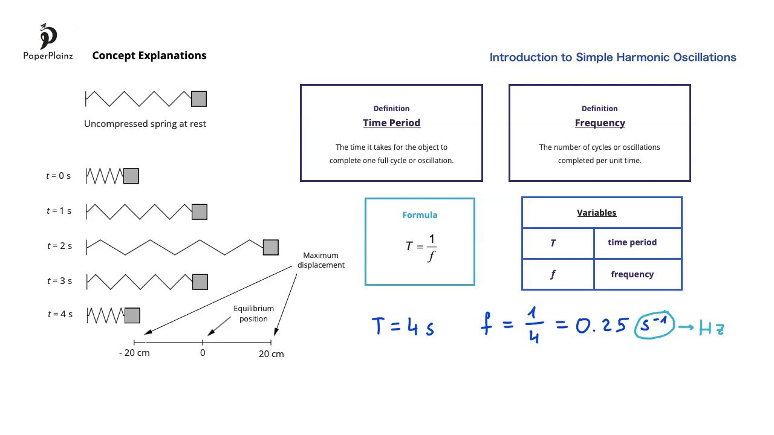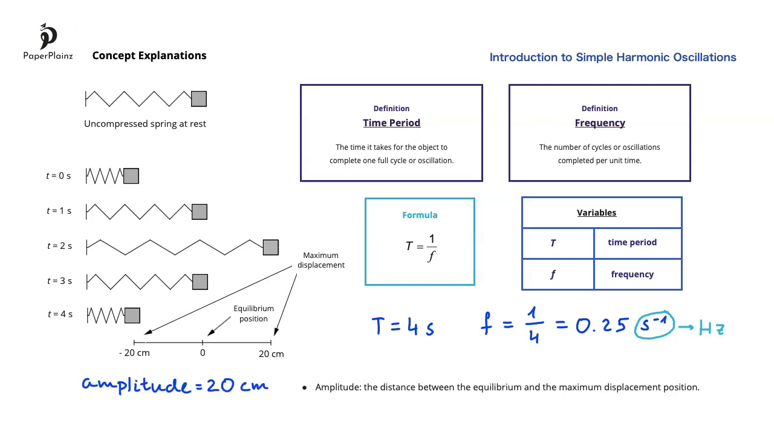The final concept to mention here is amplitude, which is the distance between the equilibrium and the maximum displacement position. It doesn't matter which maximum displacement position we use here. Since amplitude is a distance, it is always positive. The amplitude for this situation is 20 centimeters.